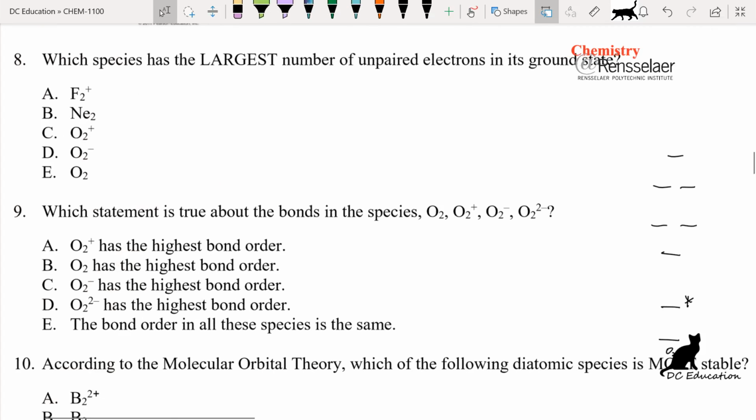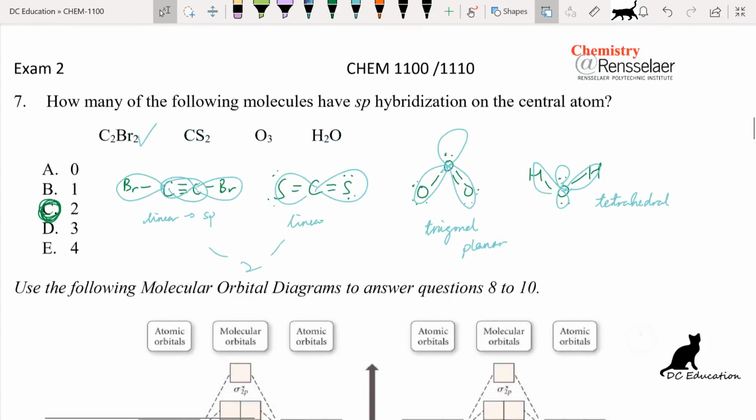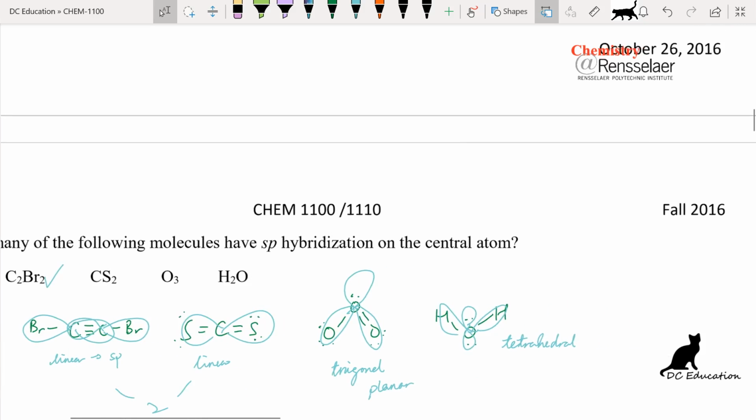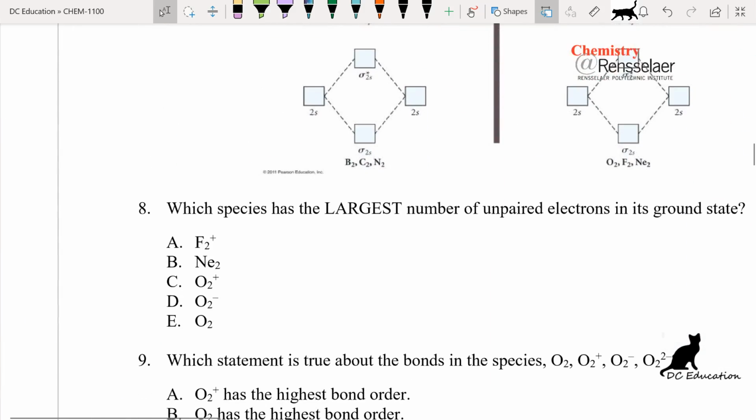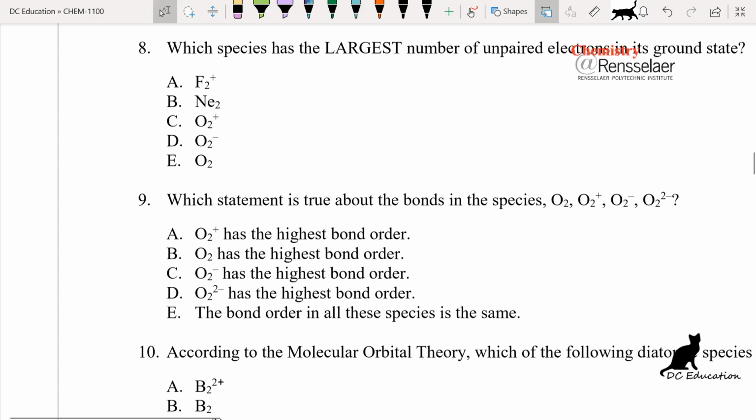We're currently on question number 1 from exam 2 of the 2016 fall semester. It says, which statement is true about the bonds in the species oxygen? Oxygen with one less electron, oxygen with one more electron, and oxygen with two more electrons.